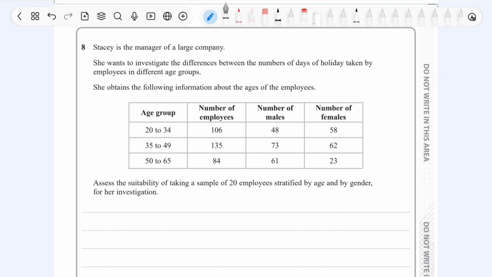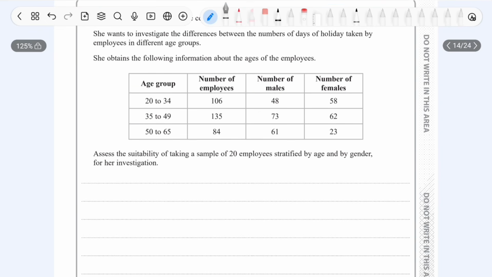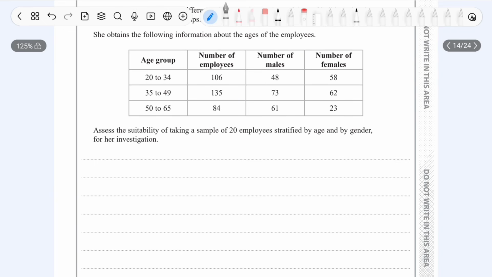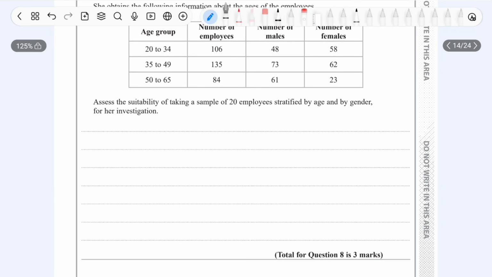Question 8. Stacy is the manager of a large company. She wants to investigate the differences between the number of days of holiday taken by employees in different age groups. She obtains the following information about the ages of the employees. And here's the data, and we need to assess the suitability of taking a sample of 20 employees stratified by age and by gender for her investigation. Again, we'll just highlight the key information.